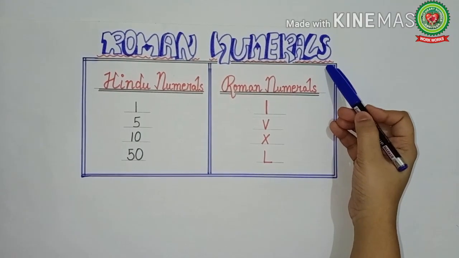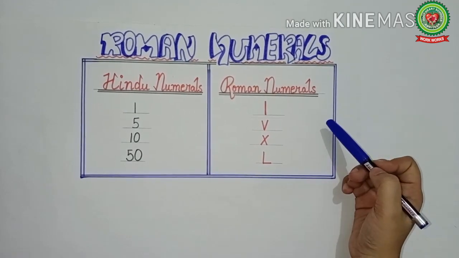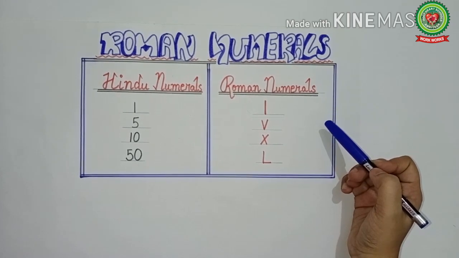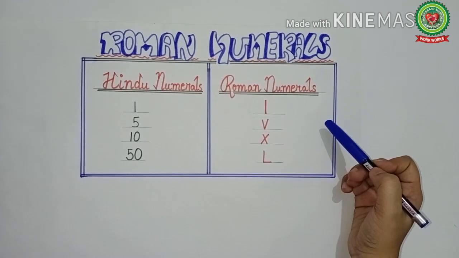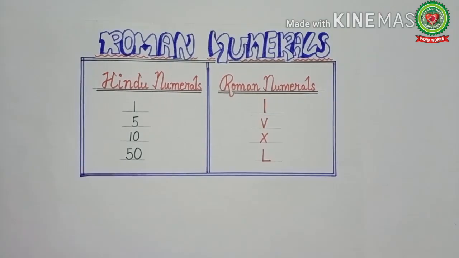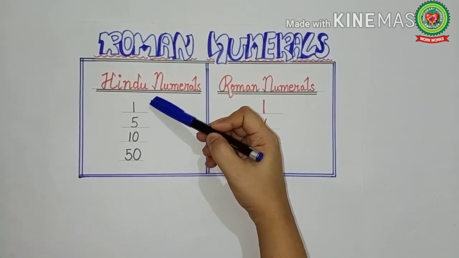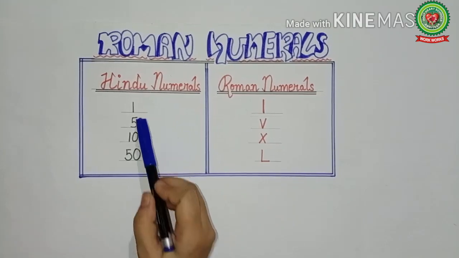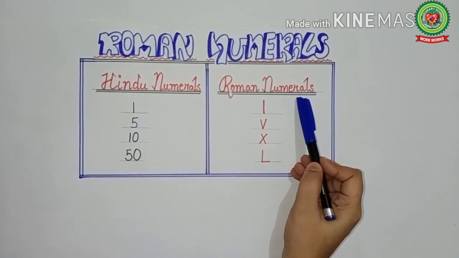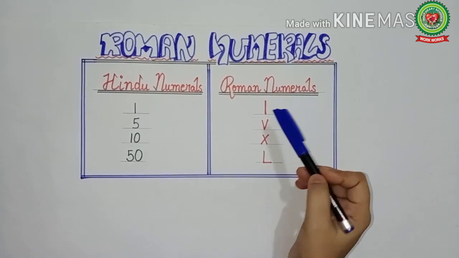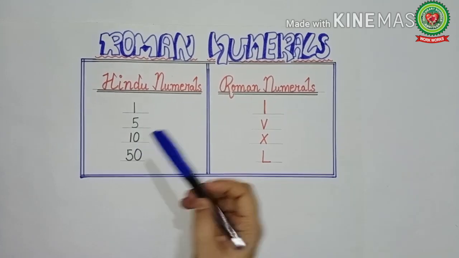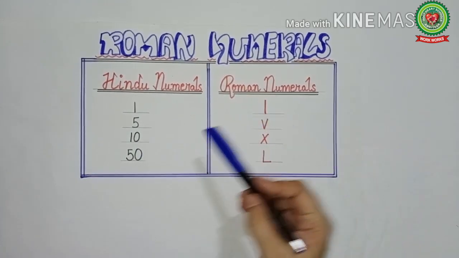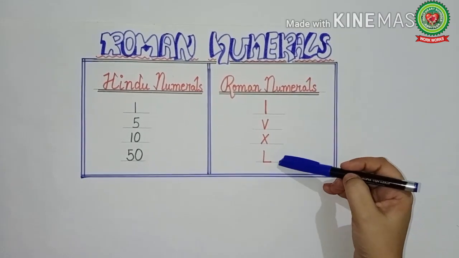Now kids, there are 7 symbols used in mathematics for Roman numerals, but today I am going to discuss 4 symbols with you because we are going to discuss Roman numerals from 1 till 50. I have written down the Hindu numerals over here. Now see, 1 in Roman numerals is represented by I, 5 is represented by V, 10 is represented by X, and 50 is represented by L.